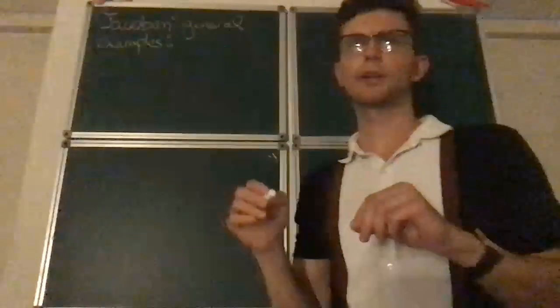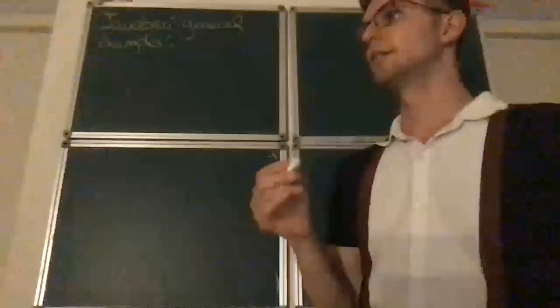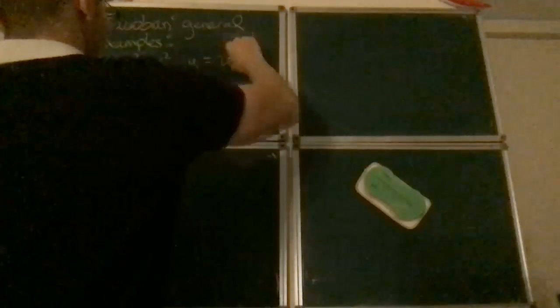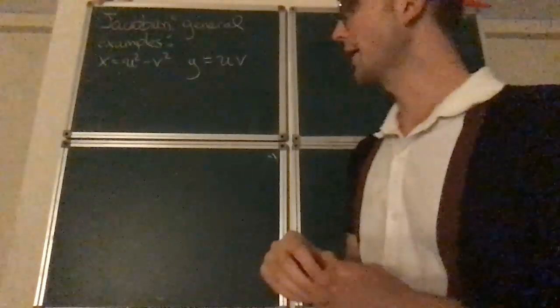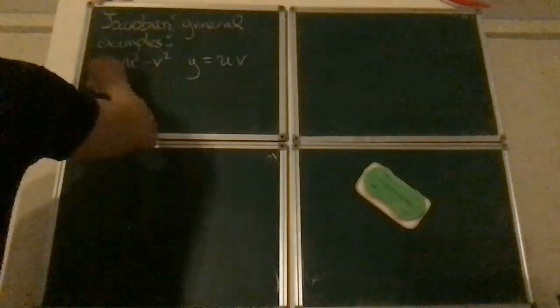So you could think that maybe you're defining two new coordinates. Instead of calling them r and theta, you just call them u and v in general. So you could say that you're using two coordinates u and v, such that x is u squared minus v squared and y equals u times v. Okay? And so here you think of u and v as new coordinates.